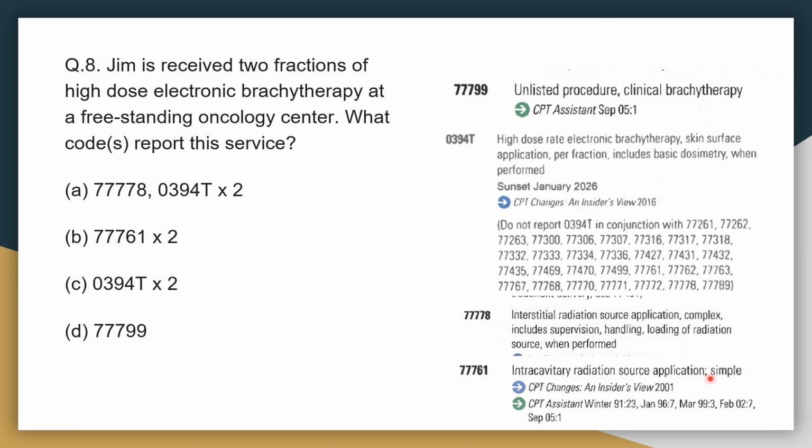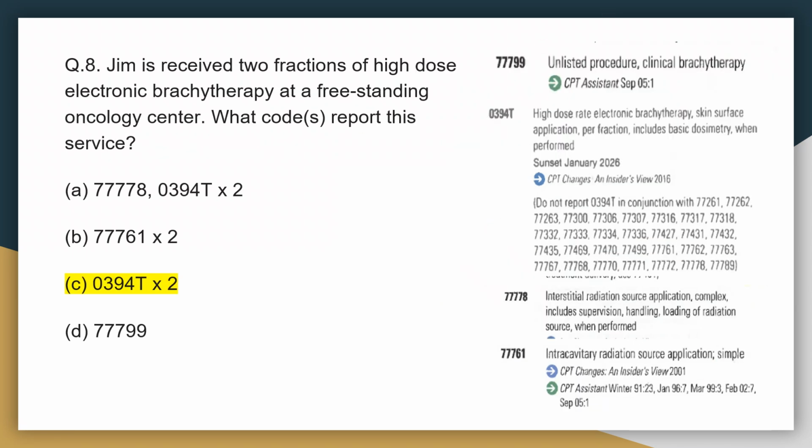So after going through this, tell me what's the correct answer. So yes, C is the correct answer, and we will multiply by 2 because the code talks about per fraction. Now, why can we not write the unlisted procedure? Because in the CPT there is a general guideline that if you have a very specific code, we will pick up that code. Since we have the specific code, maybe it's a new temporary code which will become permanent, we will pick up that code over the unlisted procedure.